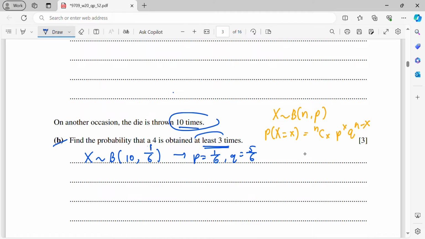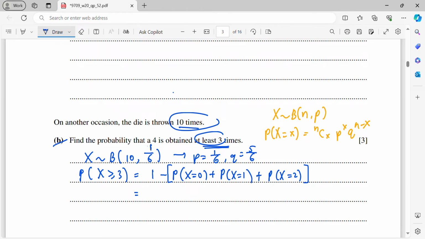So now at least 3 times. So it means P(x greater than or equal to 3). If you need to directly calculate, you have to calculate a lot. That means it's from 3, 4 until 10. So it's a lot to be calculated. Therefore, I'm going to use the complementation rule. We know that total probabilities is 1. So I use 1 minus all previous. All previous x means 0 until 2. So I minus all this total. That will be the requested probability.